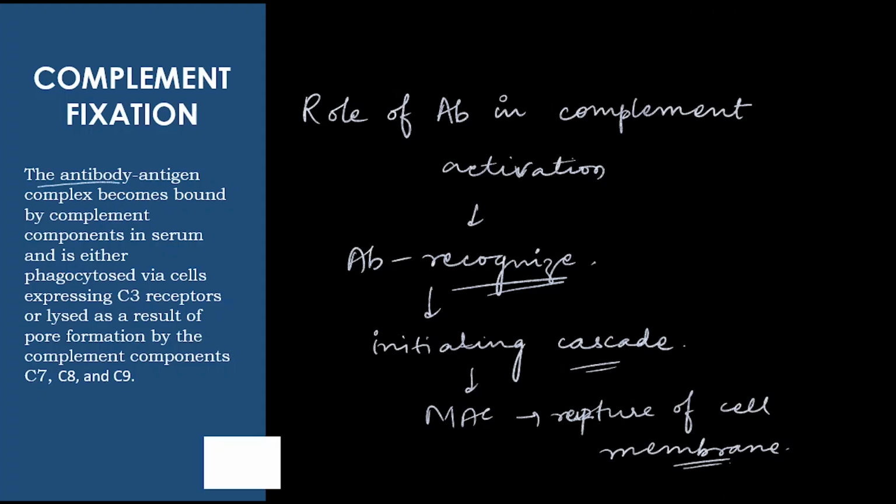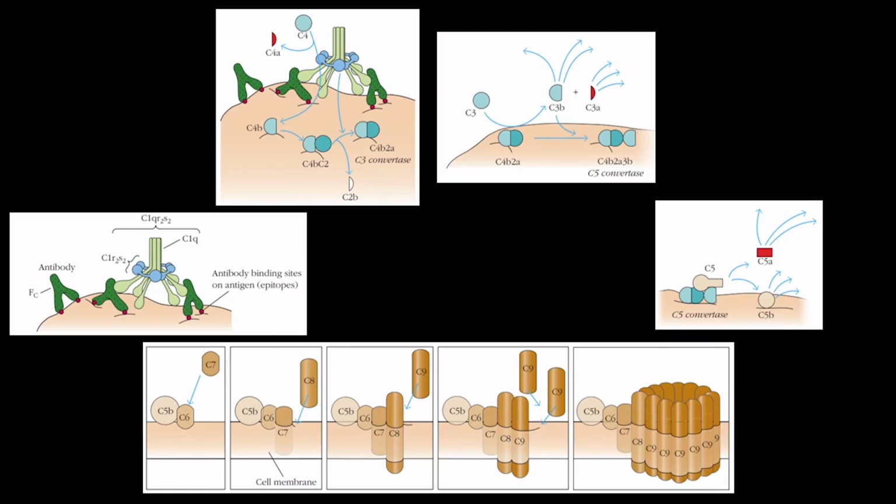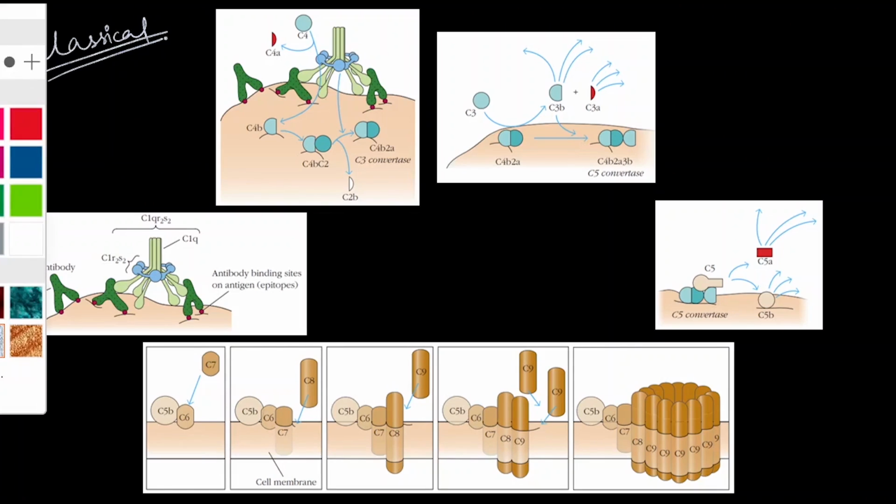We can see that the antibody-antigen complex becomes bound by complement components in serum and is either phagocytosed via cells expressing C3 receptors or lysed as a result of pore formation by the complement components C7, C8 and C9. So again, the same classical pathway, which uses the antibody molecules to recognize the microbial surface.